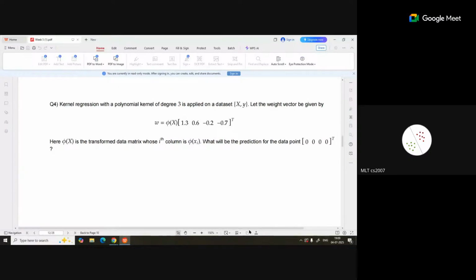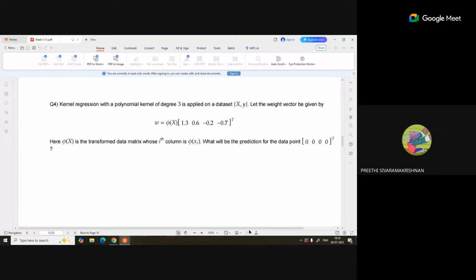If you know that, what will be the vector there? 1.3, 0.6, minus 0.2, minus 0.7 transpose. What is that vector? Alpha star is given. And alpha is what? K inverse of y. So now you can think of that problem and solve it.